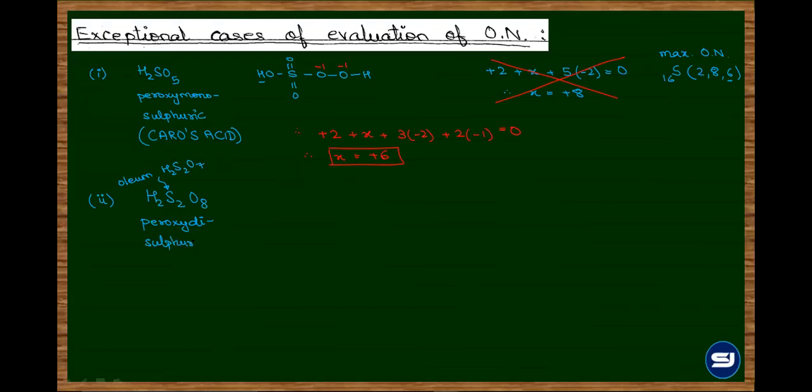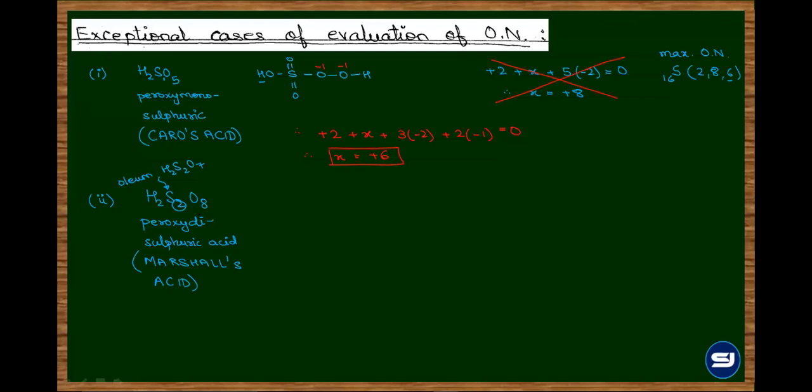Why? This is mono because of 1 sulfur. This is di because of 2 sulfur. And this particular acid is commercially called Marshall's acid. Marshall's acid. Caro's and Marshall's. That is the naming part done. Now let's talk about the working part.